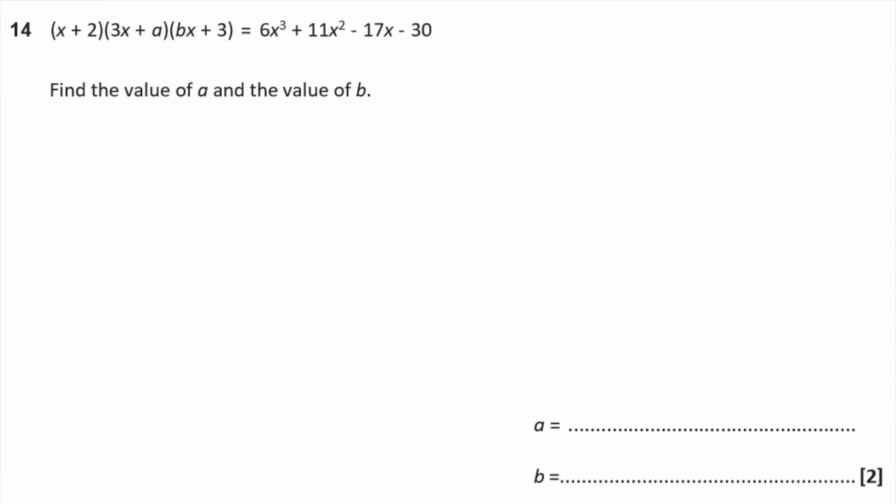So I'm just going to start with one side. I'm going to start with the left-hand side of this. I don't want to deal with everything all at once. So I've got (x + 2)(3x + a)(bx + 3). I'm just going to ignore the last bracket and do FOIL on the first 2 brackets. So just multiplying that with that, that with that, that with that.